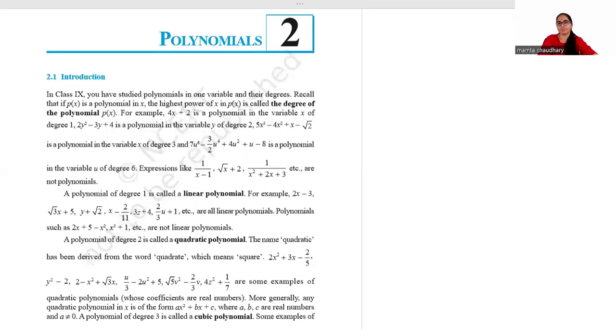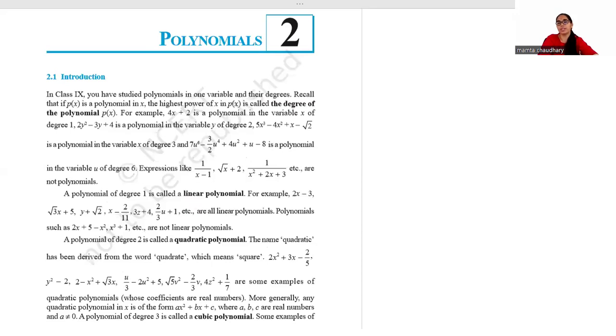As we discussed, to check whether an algebraic expression is a polynomial, we see two things. First of all, the variables should not be in the denominator, and then we see the power of the variable. If it is a whole number, then we can say yes, it is a polynomial. Otherwise, it is not. So now we will see different types of polynomials in this video.